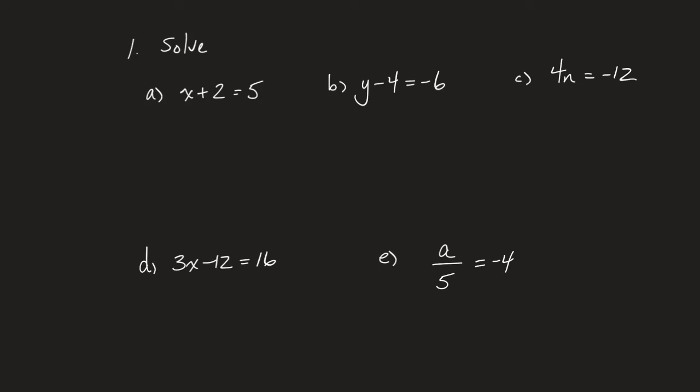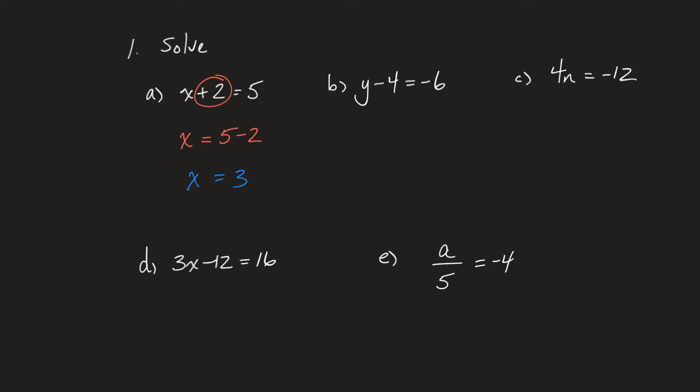Okay, so let's take a look at these same 5. So my thought is exactly the same: I need to get my variable all by itself. So that means that I have to get rid of a plus 2. Well, how do I get rid of a plus 2? I minus 2. And now you calculate. X equals 3.